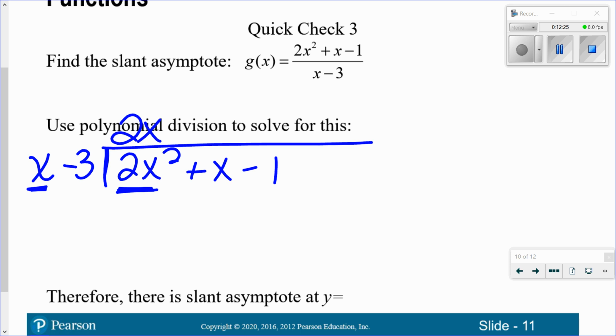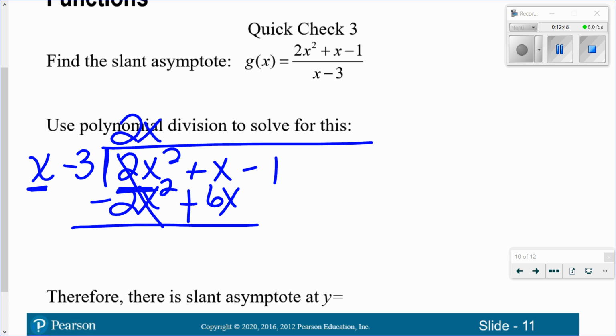Okay, so now let's go to the multiply step. Multiply 2x times x, so that gives me 2x squared. 2x times negative 3 is negative 6x. Okay, the next step is to subtract. We are subtracting something with multiple terms, so make sure to change both signs. That first one should add to 0, and I have x plus 6x, so I have 7x. And now we're going to bring down the minus 1.